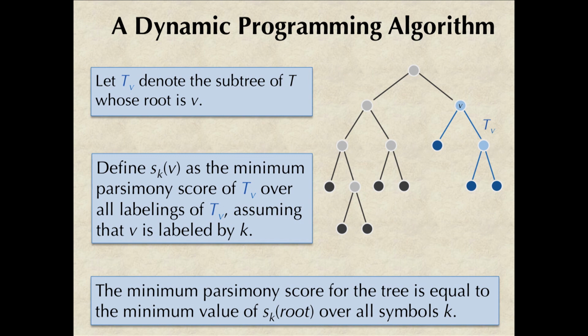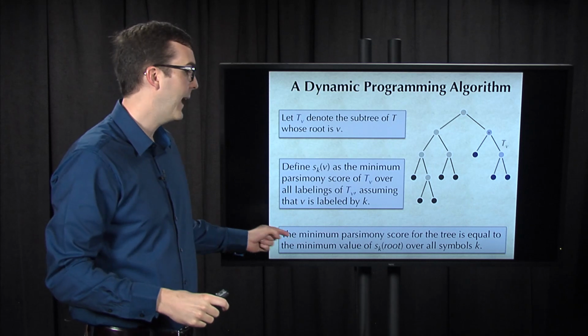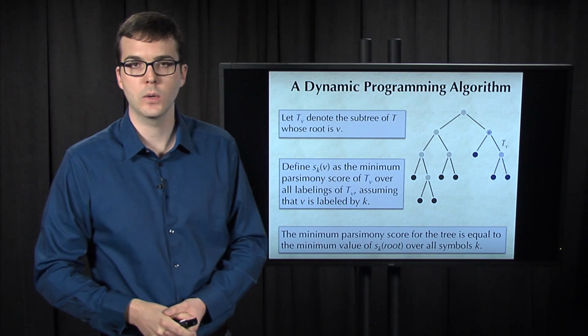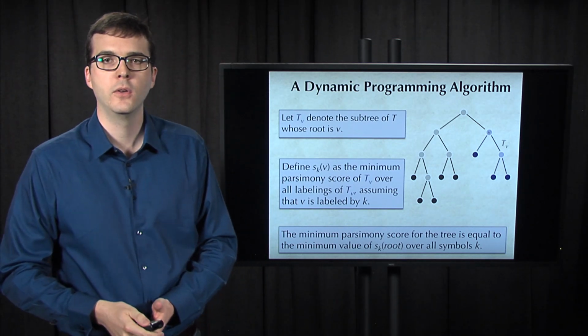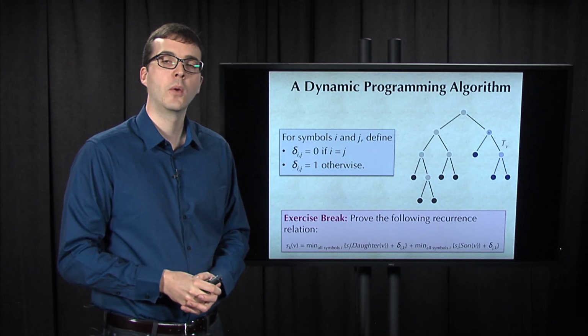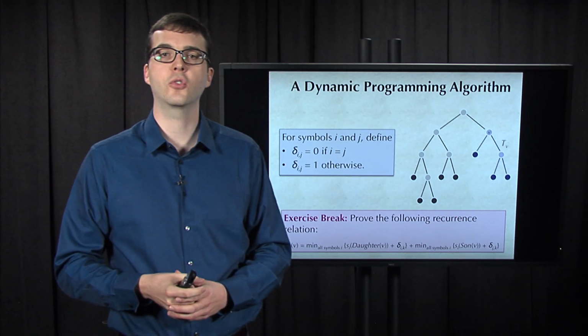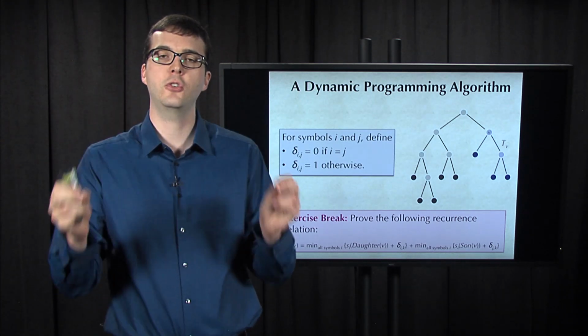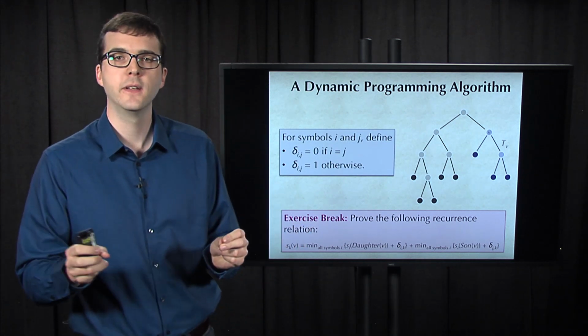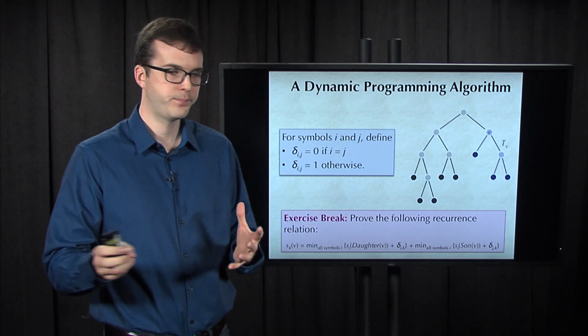The idea of our dynamic programming algorithm, then, is going to start at the leaves of the tree, then compute the values S sub k upward from the leaves to the root, and then use this fact to find the minimum parsimony score. In order to implement this algorithm, we're going to need a recurrence relation for the score of a node v in terms of its 2 children, which I'll call its son and its daughter.